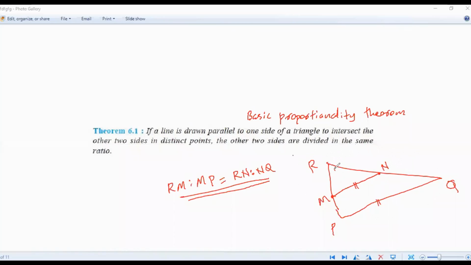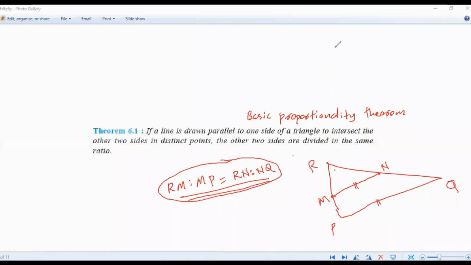Then we will do the reverse of this theorem. Here, if the line is parallel, then this condition is true. The second theorem is just the reverse: if these ratios are the same, then MN is parallel to PQ. We'll discuss that after this. So let's prove this theorem.